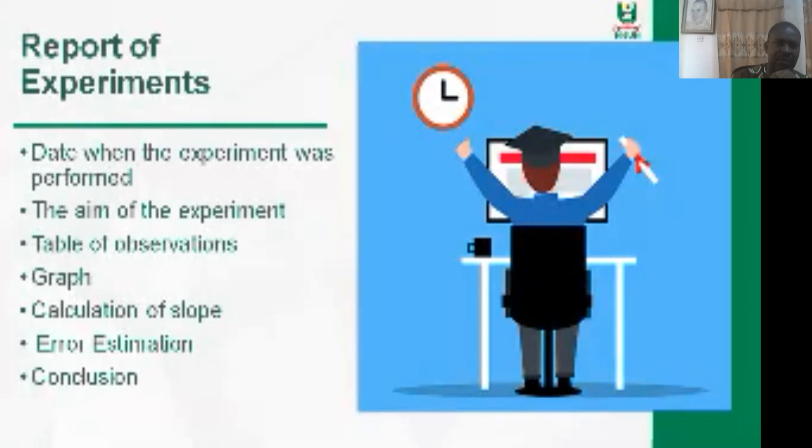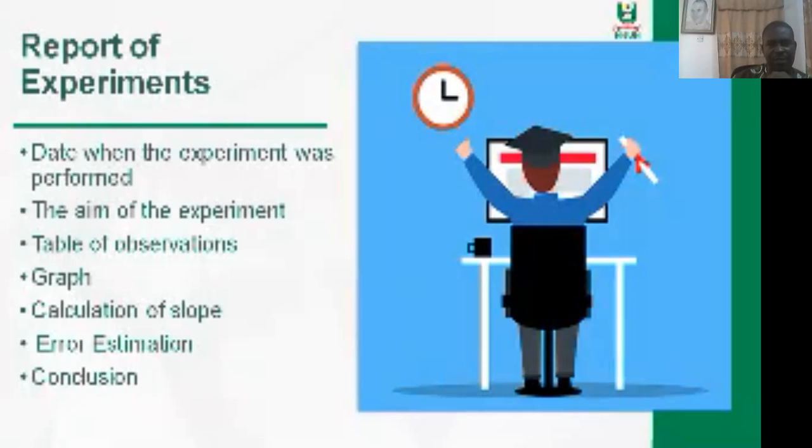Then after your table of observations, if it requires a graph, then you put it on a graph sheet. Graph sheets, of course, you all are aware, because from your previous practicals, year 1, year 2, year 3, you are aware of that. And then you graph your points, those values, the dependent variable and independent variable. Then what follows will be calculation of slope.